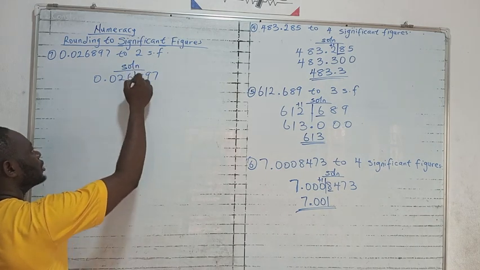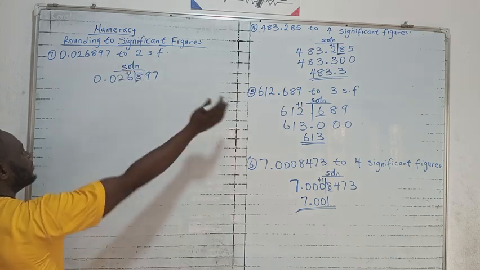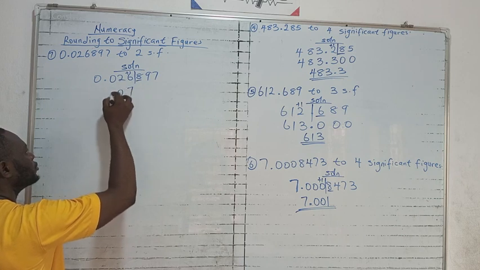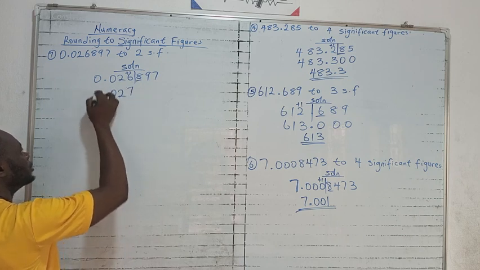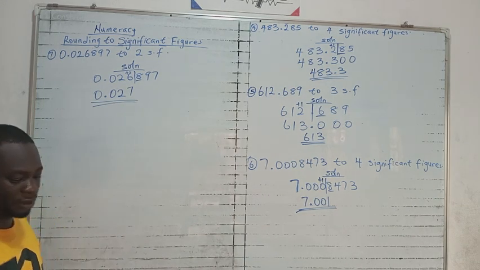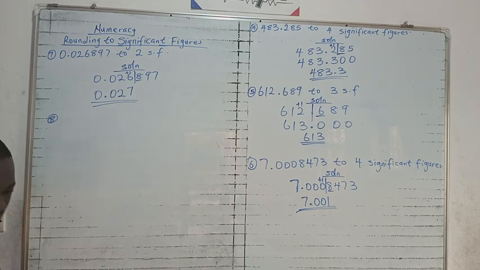Since we are rounding to 2 significant figures, we start counting from 2 and go 1, 2. We consider this. Group A, Group B, we add 1 here. Here becomes 11. 1 plus 6, 7. Bring down 2, bring down 0, put your point, bring down 0. So our answer becomes 0.027. As simple as that.